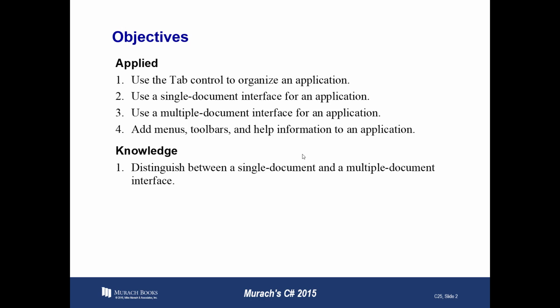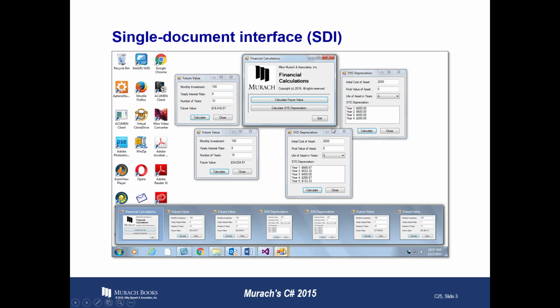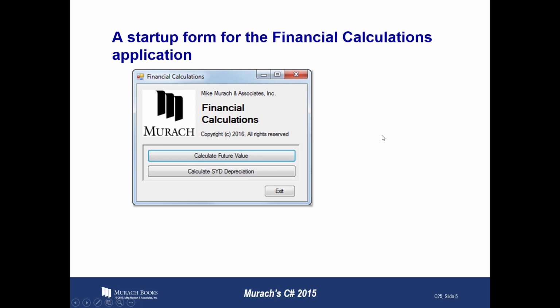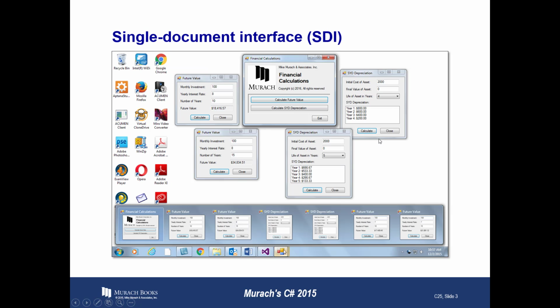Our applied objectives: use the tab control to organize an application, use a single document interface for an application, use a multiple document interface for an application, add menus, toolbars, and help information to an application, and finally distinguish between a single document and a multiple document interface. Here are programs that are single document interface examples, and here's a multiple document interface example.